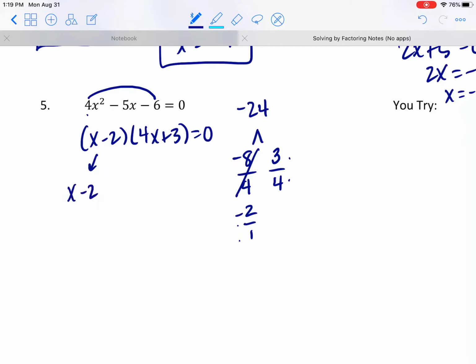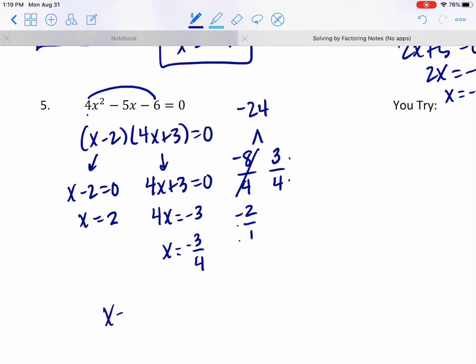So what makes x minus 2 equal 0 would have to be a positive 2. And what makes 4x plus 3 equal 0? Well, here we'd have to subtract the 3 and divide by 4. So negative 3/4 is my second solution. So x equals 2 and x equals negative 3/4 are my two solutions.